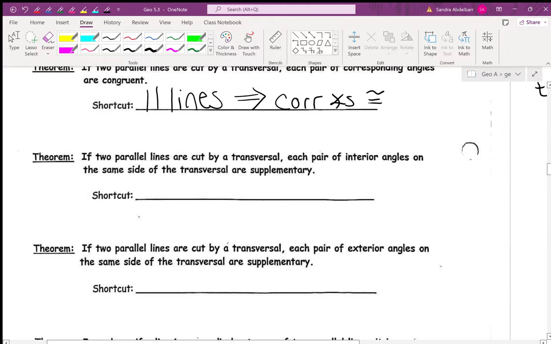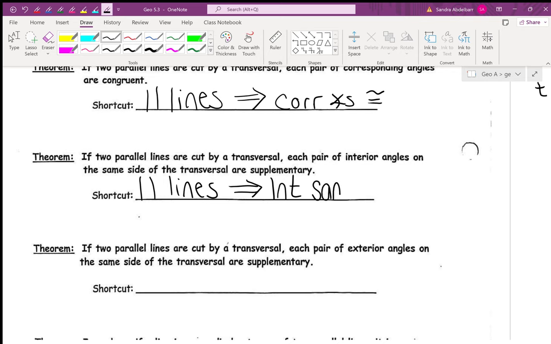All right, if two parallel lines are cut by a transversal, each pair of interior angles on the same side of the transversal are supplementary. So once again, this time I'm giving you parallel lines, arrow. So we're going to conclude interior, so remember I shortcut that INT, same side. And we don't want them congruent, we want them to be supplementary. So interior, same side, sup.